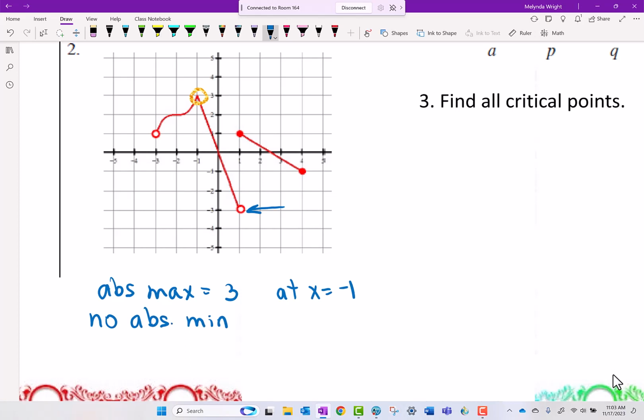Which it can happen, right? This is not guaranteed by the extreme value theorem because there's a discontinuity. So we don't have to have one, and actually we don't. All right, so now let's turn our thinking towards relative.